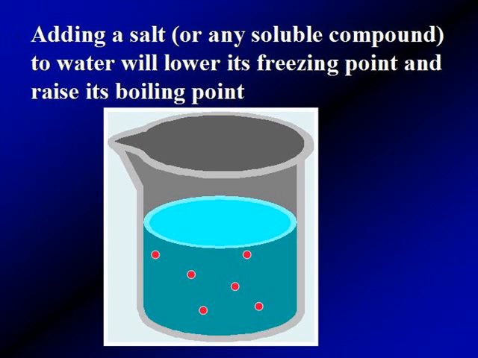Adding any solute to a solvent will lower its freezing point and raise its boiling point. The compound that you add must be soluble, but if the compound is soluble in the solvent, then you will definitely lower its freezing point and raise its boiling point. So adding salt or any soluble compound to water will always lower water's freezing point below 0 degrees Celsius and raise its boiling point above 100 degrees Celsius.